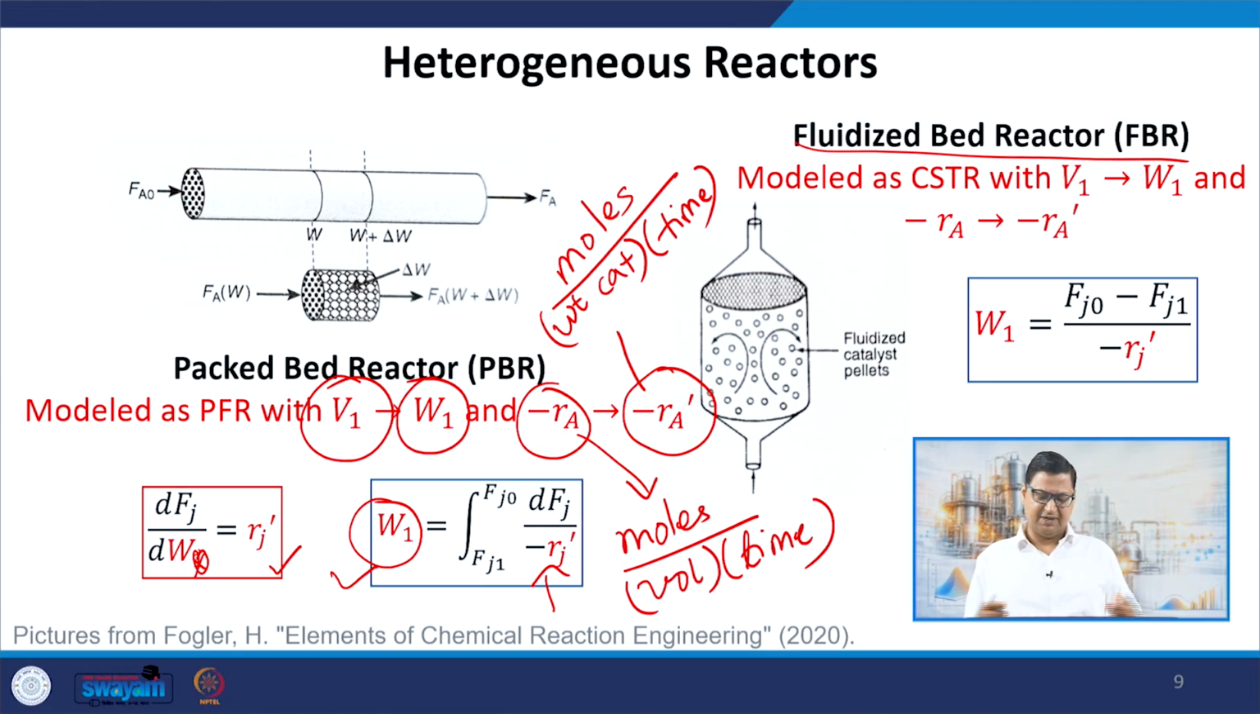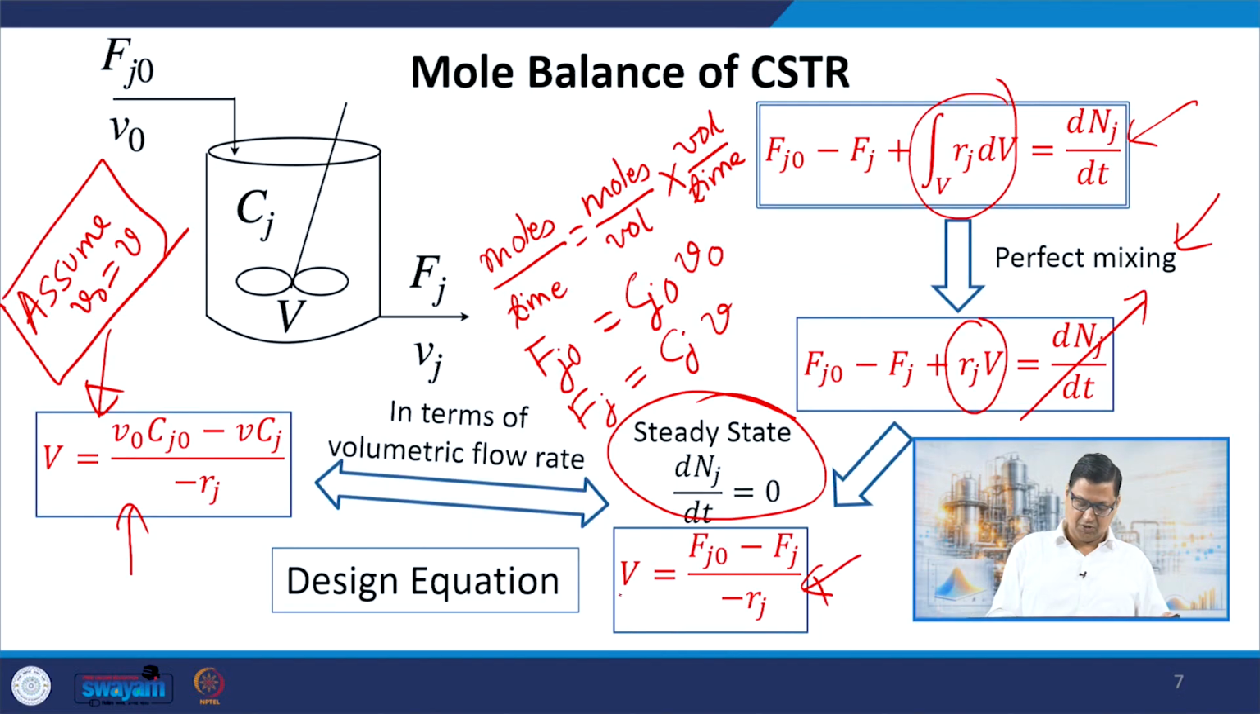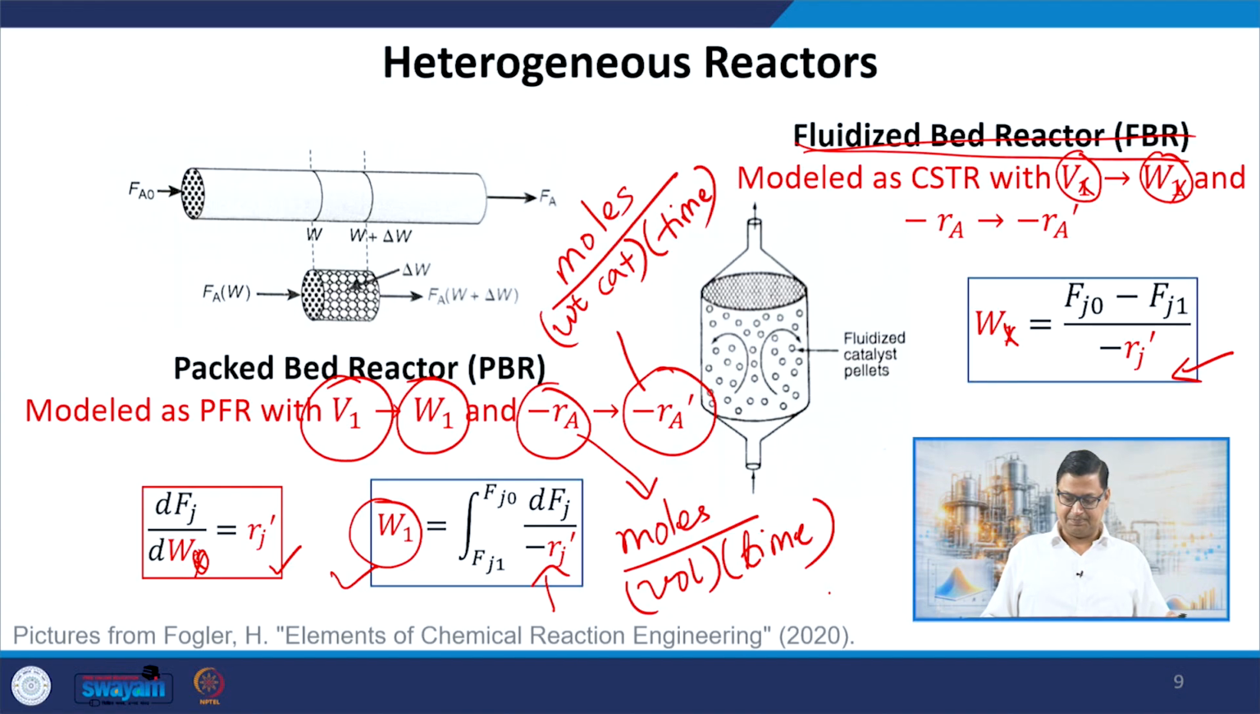So, in that case, we can imagine just like a CSTR that the concentration inside the reactor is uniform, and therefore these FBRs are modeled as a CSTR, and again we are going to replace volume with the weight. For the CSTR, we referred to them as simply V and W, so let me keep it that way, right. And again I can get an expression for the weight of catalyst similar to what we had for the CSTR, but now I replace this V with W and this r_j with r_j prime, and we get the equation for fluidized bed reactors.